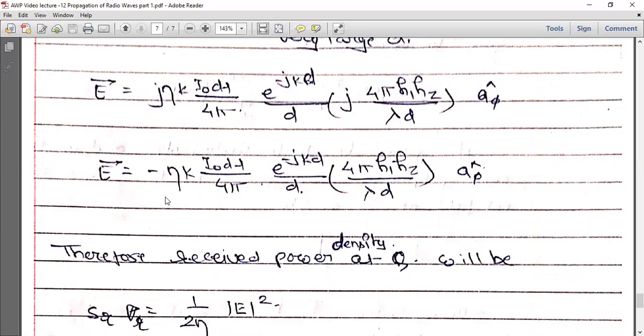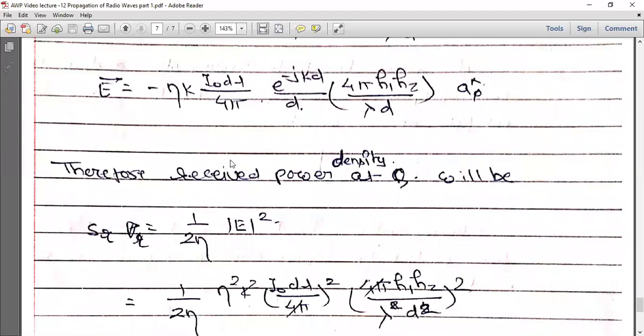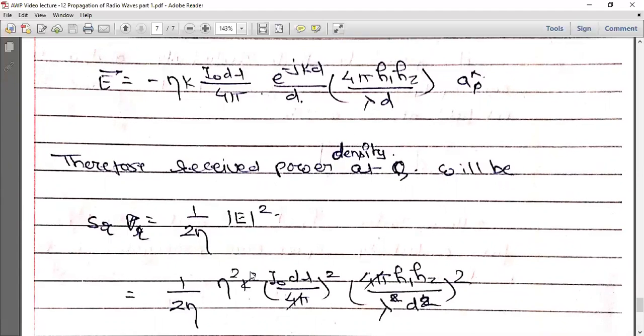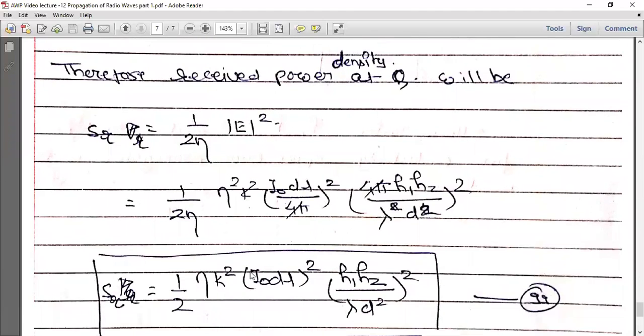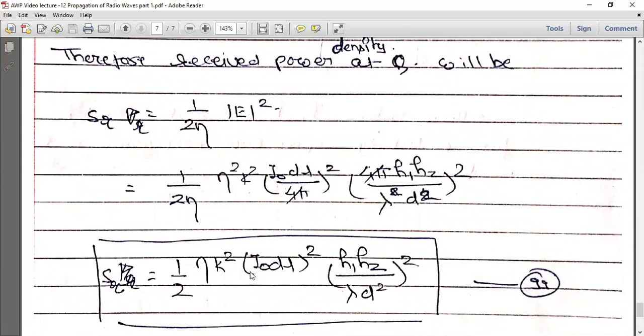As we have performed the same analysis many times, when we have the electric field intensity, it can be used for finding the power density. The power density is given by 1 by 2 eta times the magnitude of electric field intensity squared. So we write the same expression here: 1 upon 2 eta times mod of electric field intensity squared. Substituting the magnitude, e to the power minus jkd is 1, and the result looks like this. This is the power density at the point P.